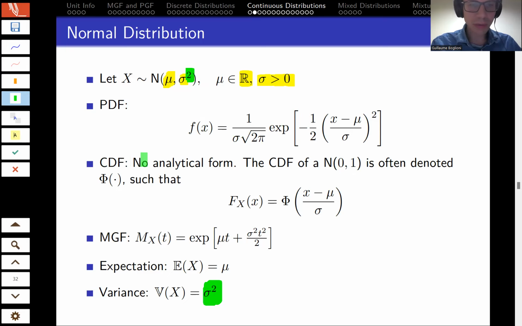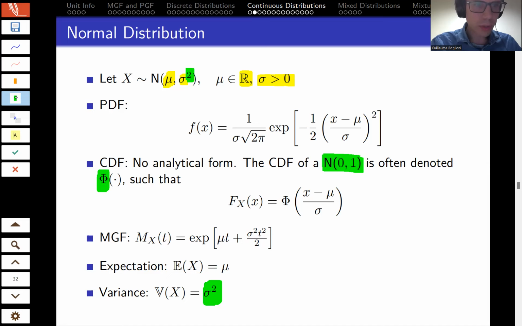Now the CDF doesn't have a nice closed form expression, but often we're going to denote the CDF of a standard normal. A standard normal, of course, is a normal with mean 0 and standard deviation 1. The CDF of a standard normal is often denoted by the Greek letter, I believe this is capital Phi, though don't quote me on this.